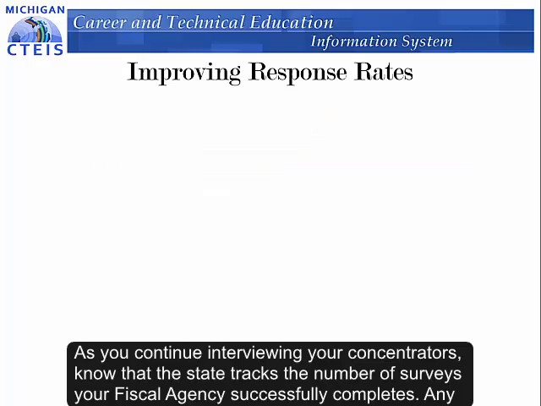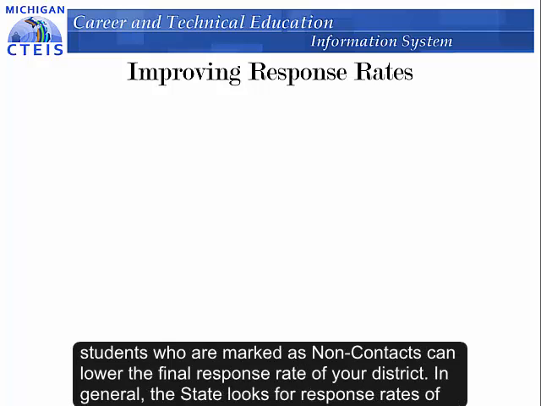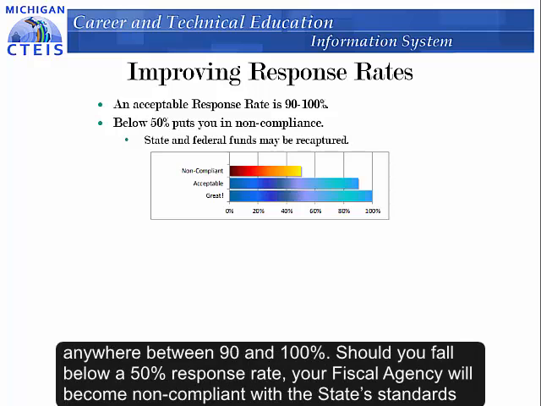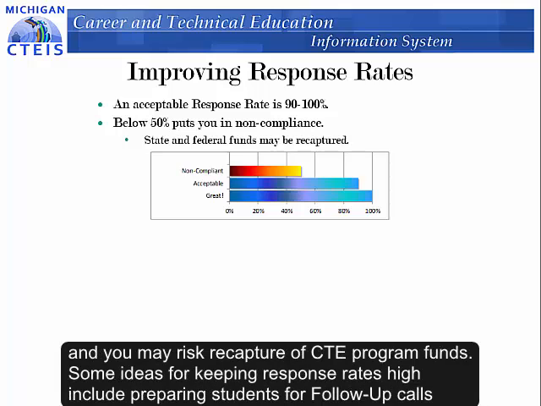As you continue interviewing your concentrators, know that the state tracks the number of surveys your fiscal agency successfully completes. Any students who are marked as non-contacts can lower the final response rate of your district. In general, the state looks for response rates of anywhere between 90 and 100%. Should you fall below a 50% response rate, your fiscal agency will become non-compliant with the state's standards, and you may risk recapture of CTE program funds.